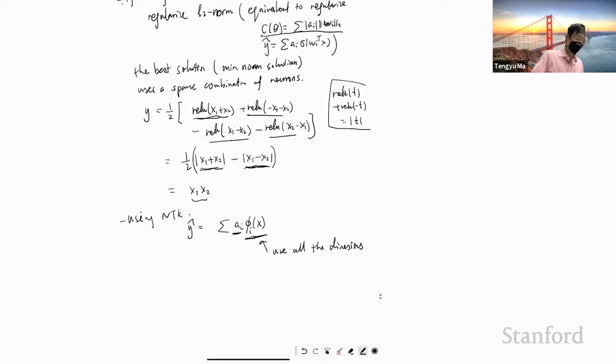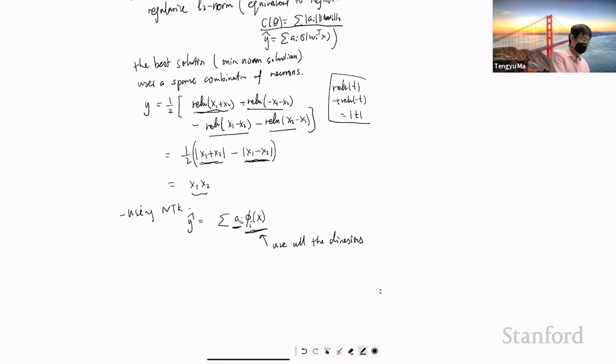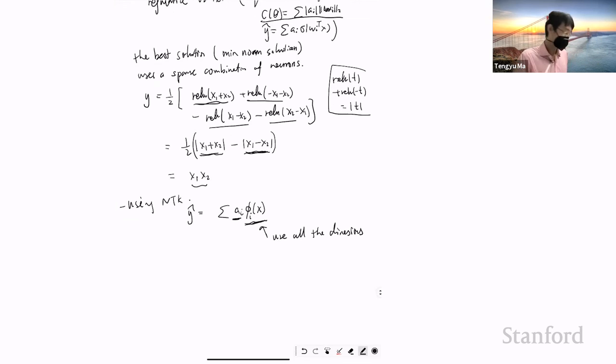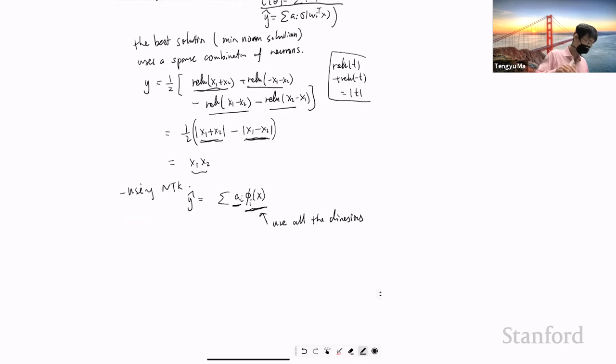So recall that, sorry, I'm using the wrong version of notes, so I guess I have to improvise a little bit.